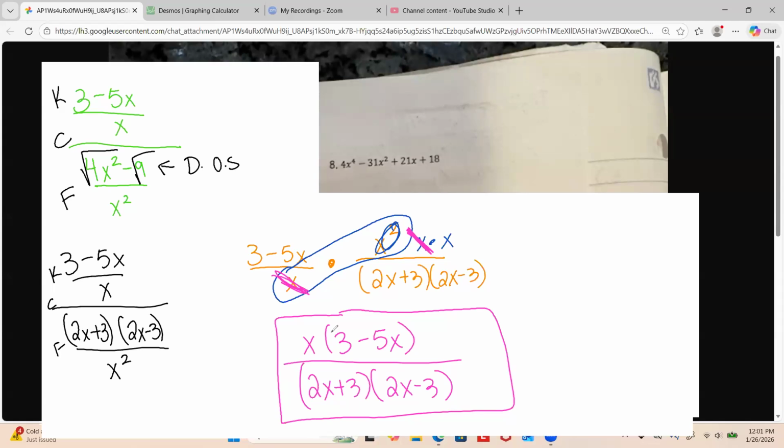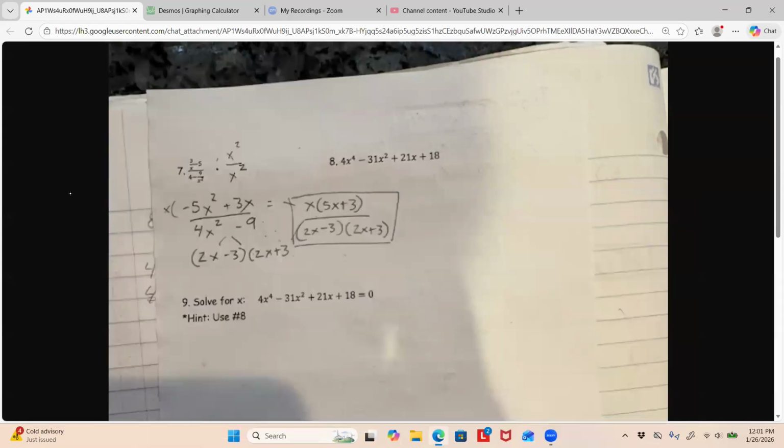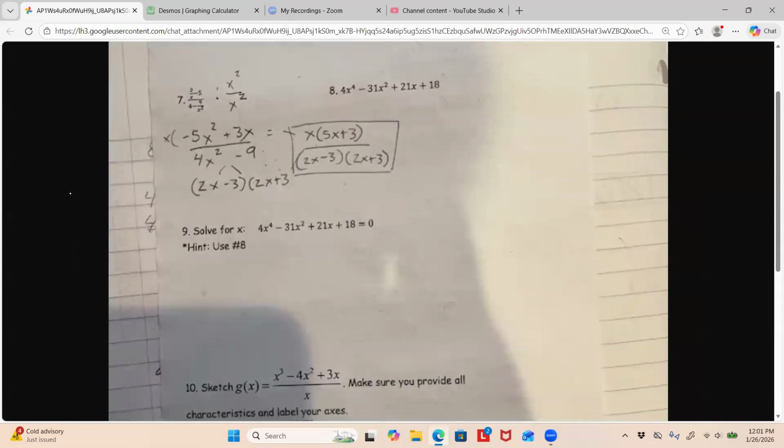Yeah. Okay. I know I'm going fast. Again, pause me, rewind if you need to see that again. That was number 7, and that would have been simplifying a rational expression.